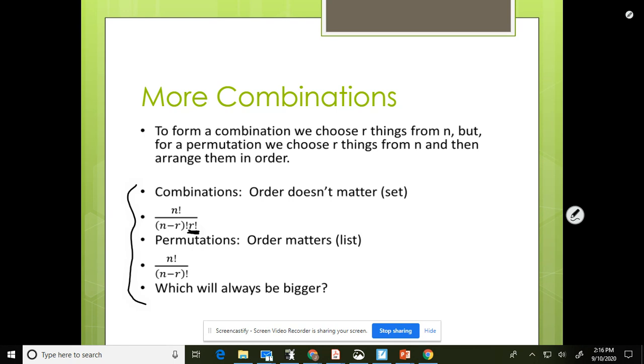All right. So if we want to think about which will always be bigger, permutations will always be bigger because I don't have an extra thing I'm dividing by. Right? Combinations, I'm always dividing by something extra there. So an important thing to think about there.